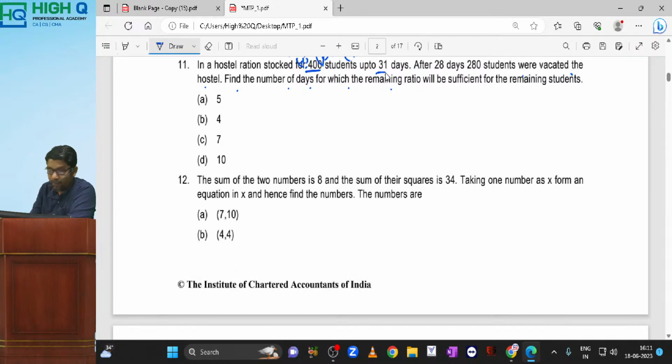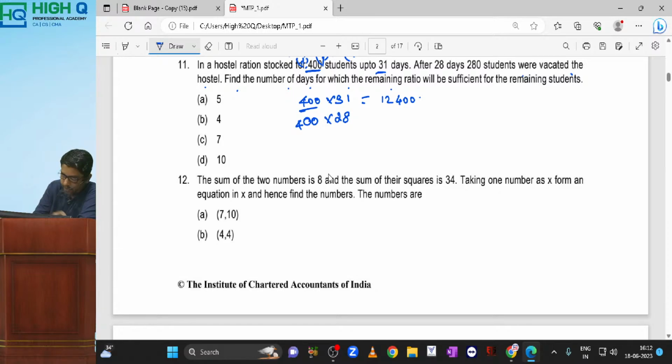400 students, 31 days food. So what exactly will come? 400 into 31, total food availability I am writing. What is 400 into 31? 12,400. This food unit is available for the entire 31 days. But these 400 students were there for only 28 days. Am I right, my dear? All 400 students use that food for only 28 days.